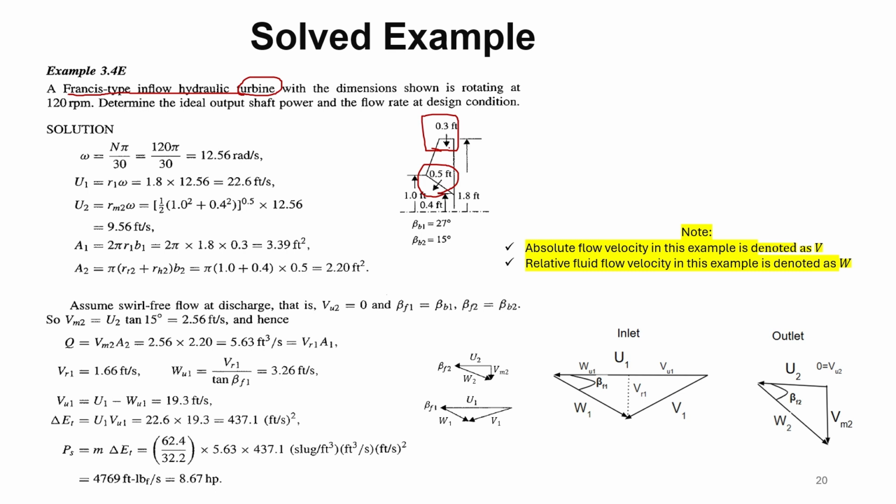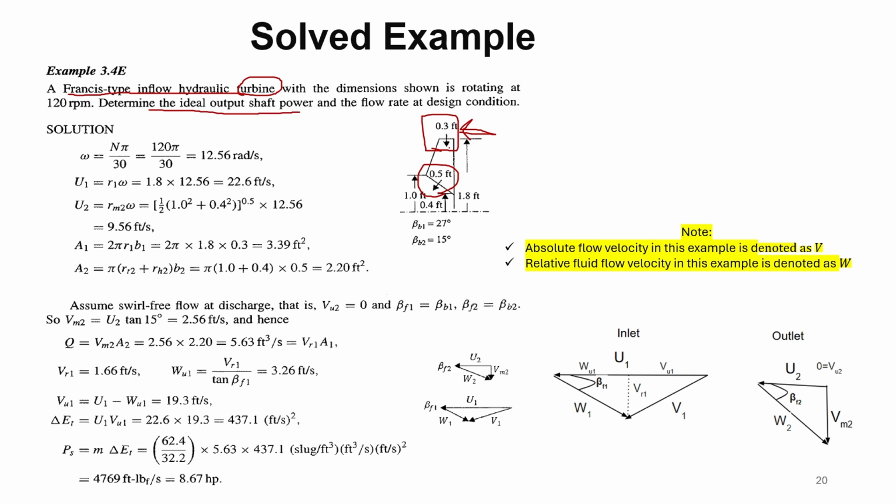Now if we assume swirl-free flow at the outlet, so that we can get maximum energy transfer utilizing the absolute flow velocity at the inlet. So it's asking you to determine the ideal output shaft power.